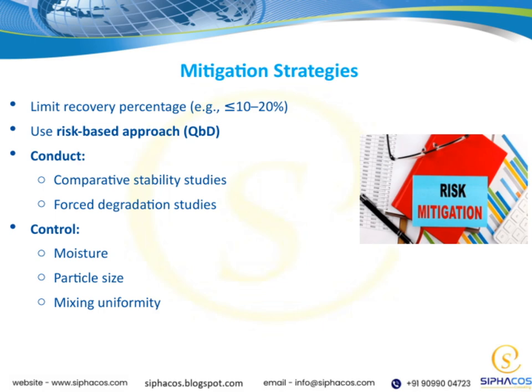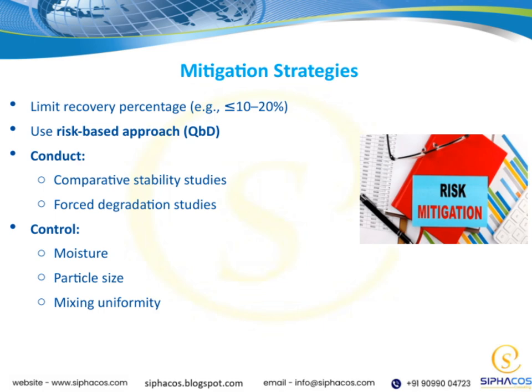On the control side, controlling moisture levels is crucial because moisture can significantly affect stability. Managing particle size is also important, as it impacts the product's uniformity and performance. Lastly, ensuring consistent mixing uniformity helps maintain the quality and efficacy of the product. By integrating these strategies, we can better safeguard our product quality and ensure a successful development process aligned with our overall risk management goals.